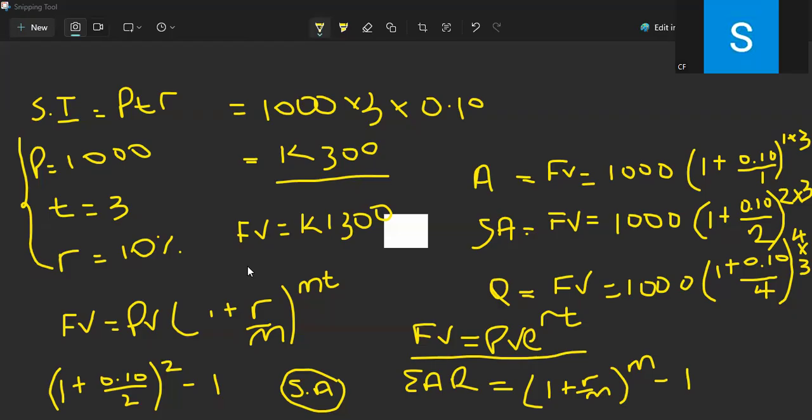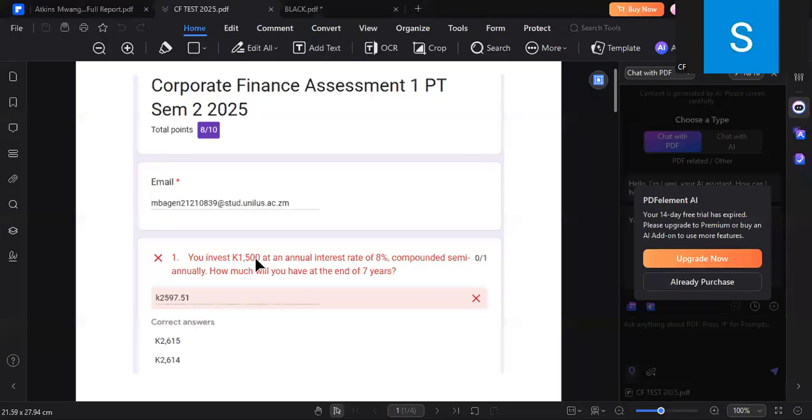Okay. So if there are no questions, we go to question number one of the test. Who wants to try? Question number one, we are told that you invest 1,500 at an annual interest rate of 8% compounded semi-annually. How much will you have at the end of 7 years?